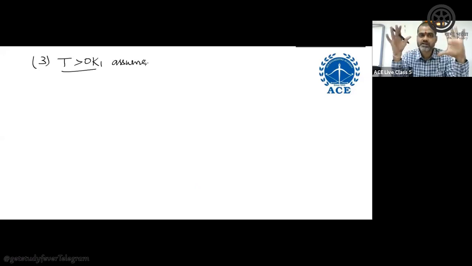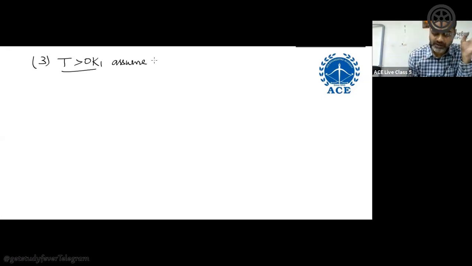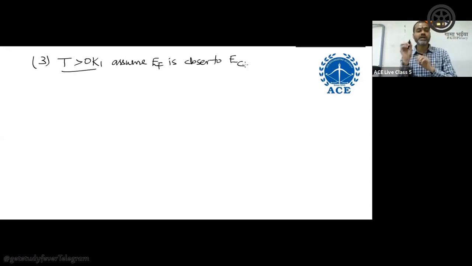We have checked, it is not going to be possible in the conduction band. In the valence band also it cannot be present. What is the next option? Within the energy gap. Now within the energy gap, let us assume it is either close to the conduction band or close to the valence band and check it. So here I am assuming that EF is closer to EC, and we will check whether this is correct or not.